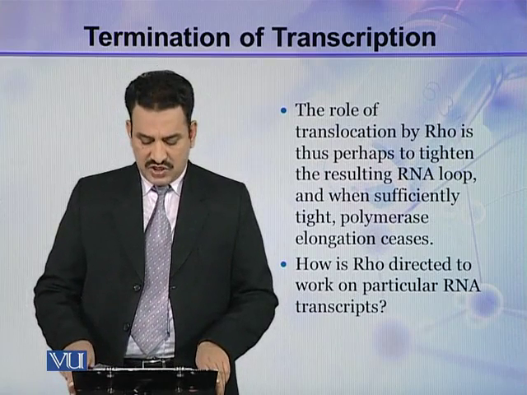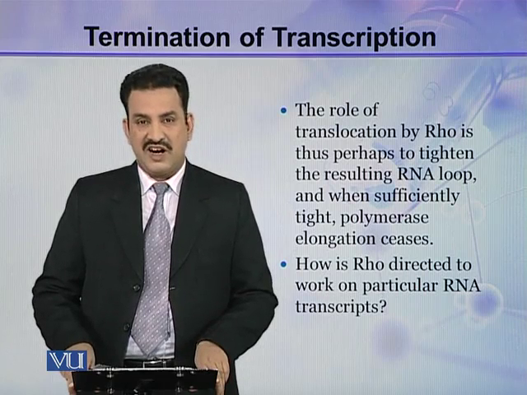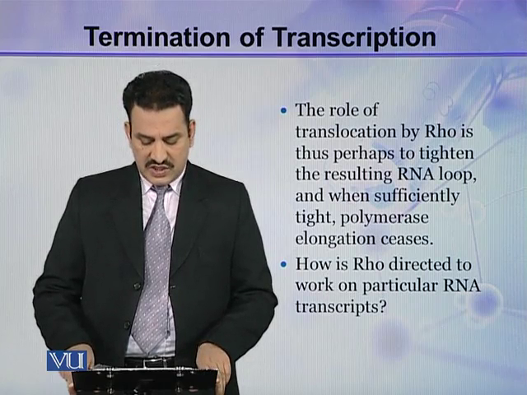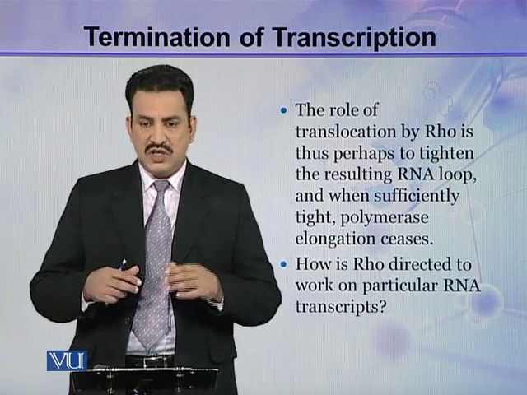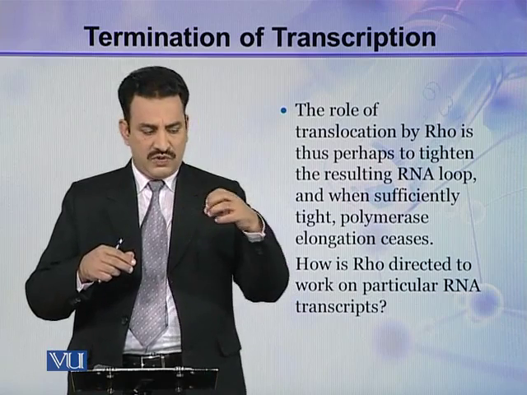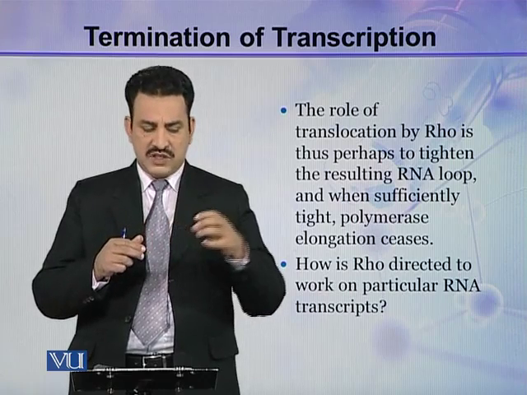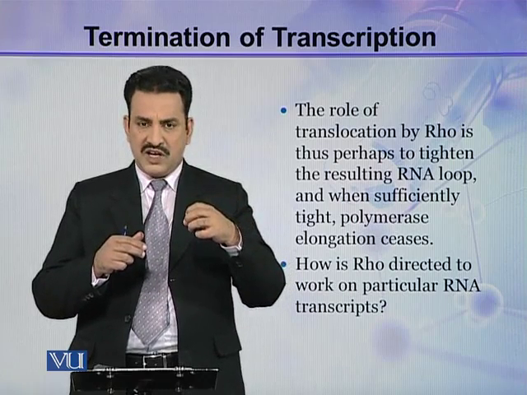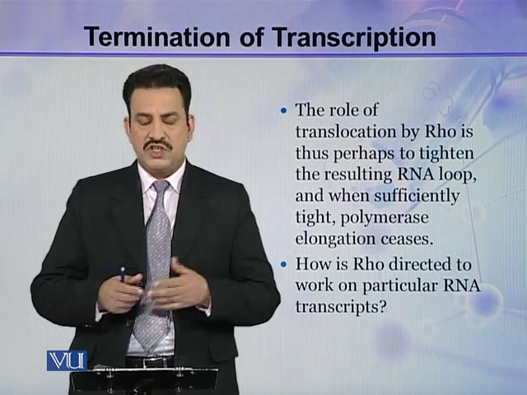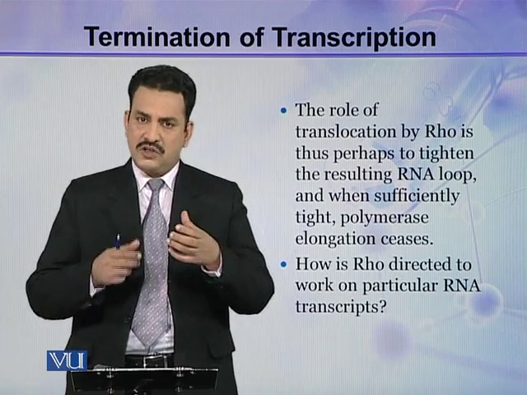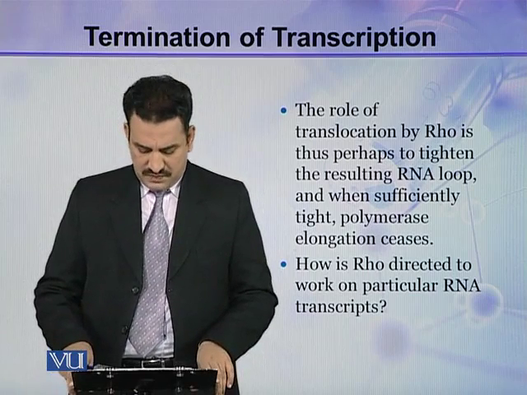The role of translocation by Rho is thus perhaps to tighten the resulting RNA loop, and when sufficiently tight, polymerase elongation ceases. So the purpose of translocation of this Rho factor, if it is already attached to this complex, is just to tighten up this loop of RNA which is being synthesized. When it is sufficiently tight, the RNA polymerase stops transcription.